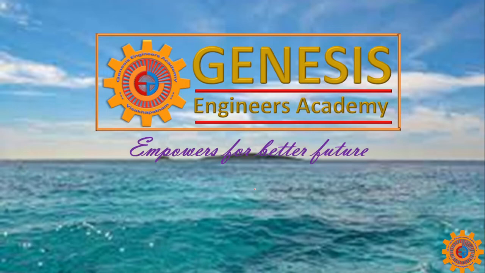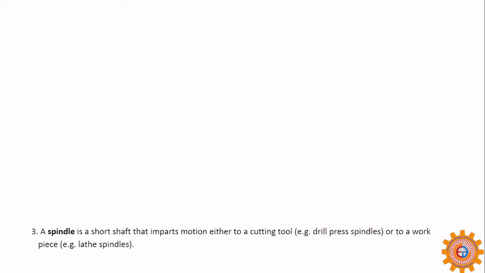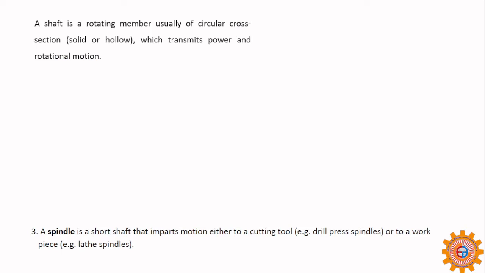In this video, I am going to discuss shafts. A shaft is a rotating member, usually of circular cross section, which transmits power from one place to another place and also provides rotational motion. If you observe this one, you will come to know.